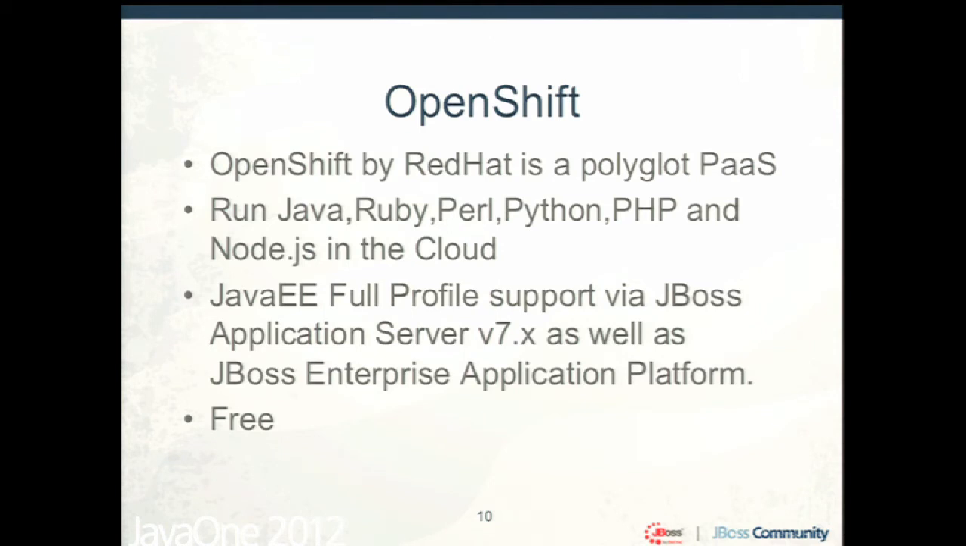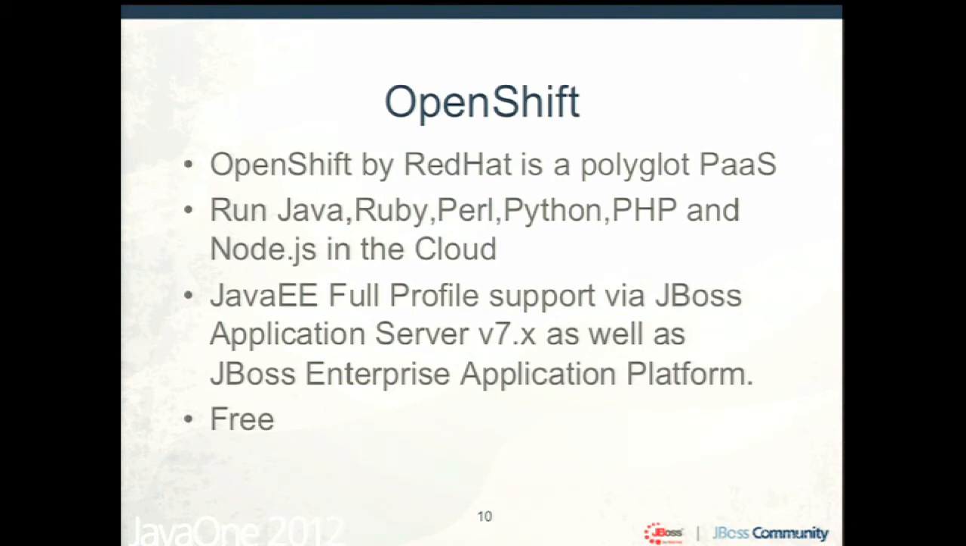So it's a polyglot platform as a service. It allows you to run multiple languages and applications. People run their WordPress blogs in OpenShift, Ruby, Perl, Python, PHP, Node.js. But one thing that's interesting is we provide full support for Java EE 6 in the cloud environment. So you have a JBoss application server, a full instance, running in the cloud, so you can write any of your Java EE 6 applications. And I think you can also use the JBoss platform, which is more like a stable version of JBoss. And it's free.